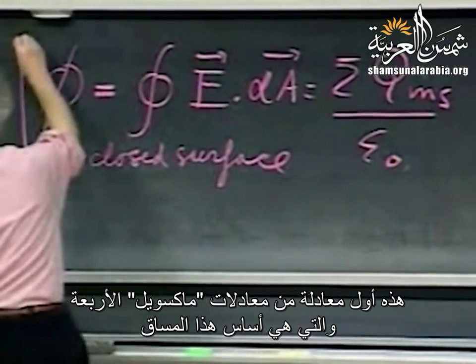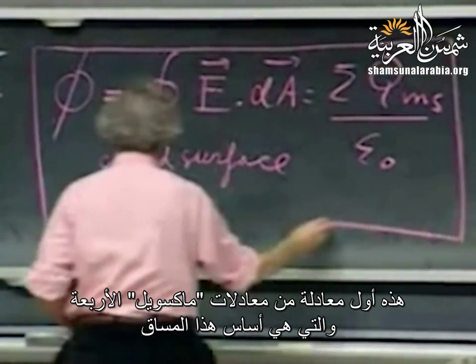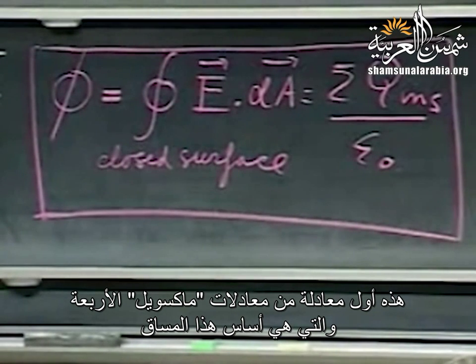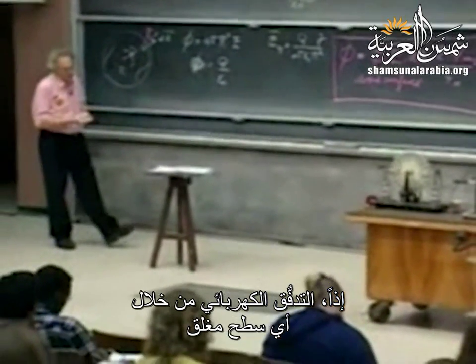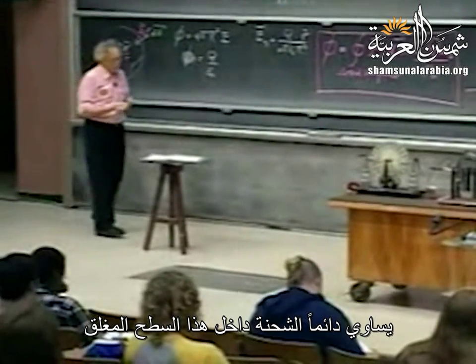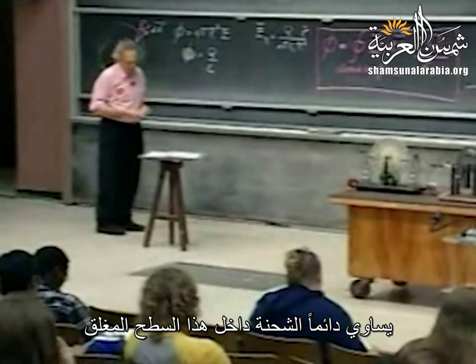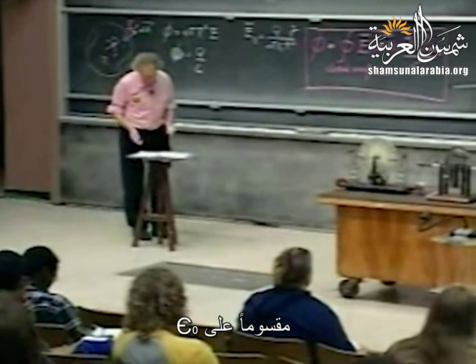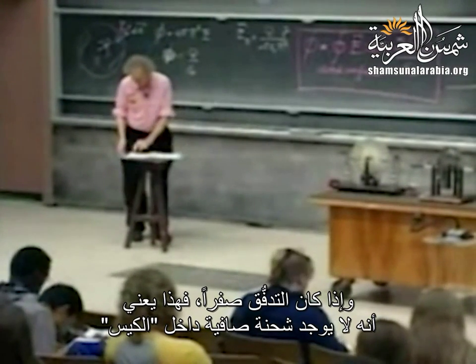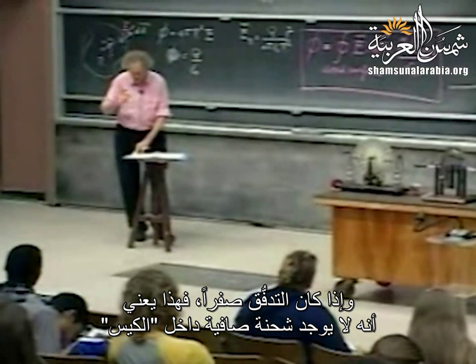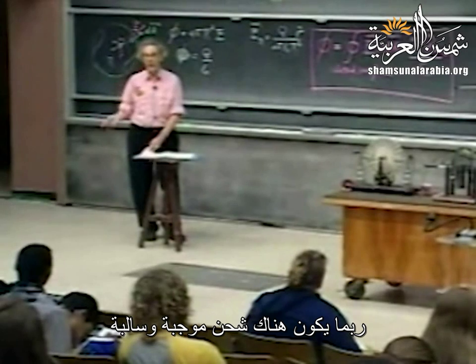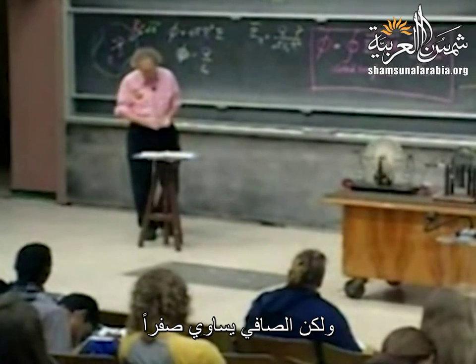And this is the first of 4 equations of Maxwell, which are at the heart of this course. So the electric flux through any closed surface is always the charge inside that closed surface divided by epsilon 0. And if that flux happens to be 0, it means there is no net charge inside the bag. There could be positive, there could be negative charges, but the net is 0.